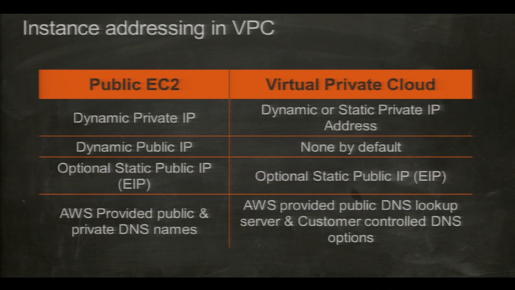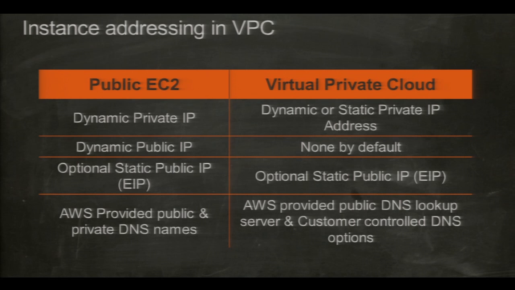Another thing that's different in VPC is instance addressing. So I mentioned that sort of public address space that you get. In public EC2, everything gets a dynamic private IP and a dynamic public IP. You can, of course, stick elastic IPs on instances if you want to. But we provide you with DNS names and entries for those instances. So when you start an instance in EC2, you know that public DNS that you can use to access it and SSH onto it.